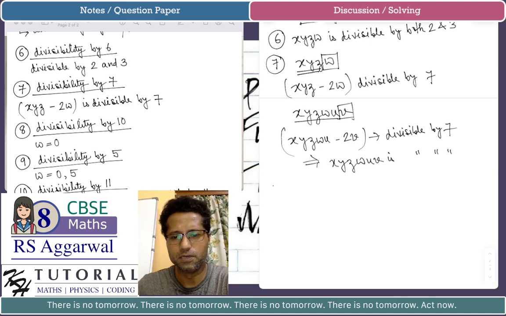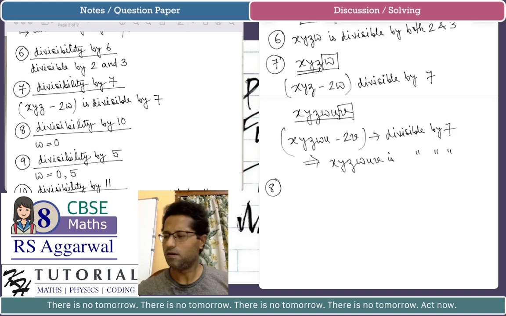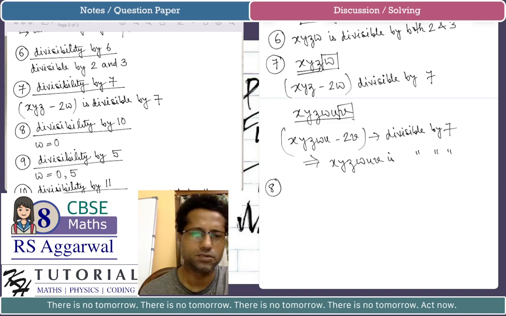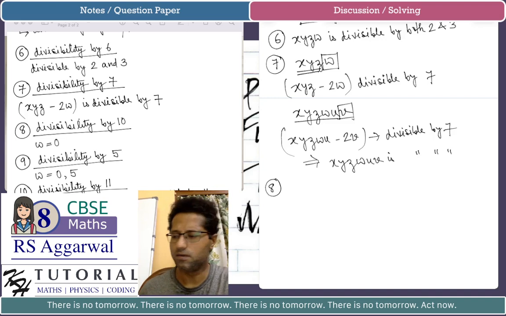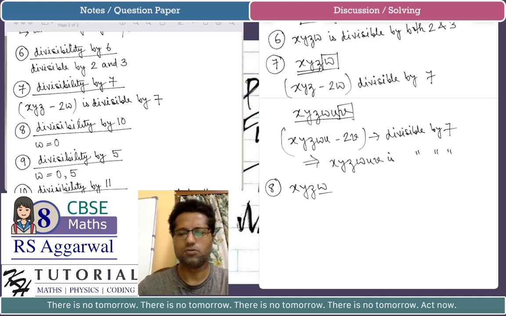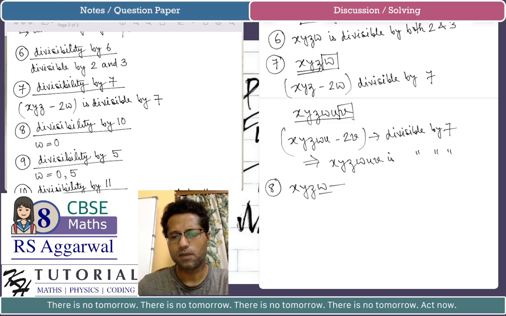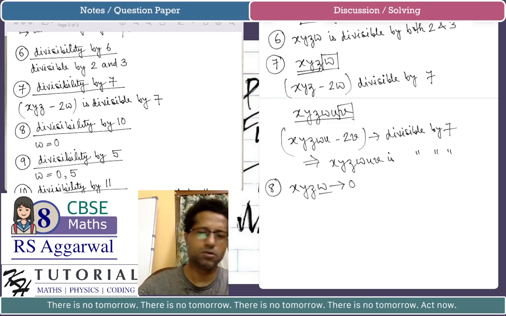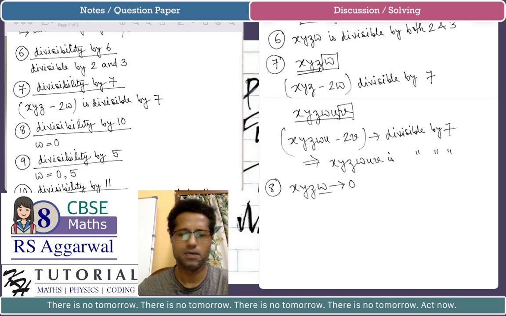Eight, divisibility by 10. This is pretty straightforward. Any number which ends with a 0 will always be divisible by 10. So in our case, since we have considered the given number to be a four-digit number XYZW, the digit at the units place is W. So W has to be equal to 0. If W is 0, then it is obvious that this number will be divisible by 10.